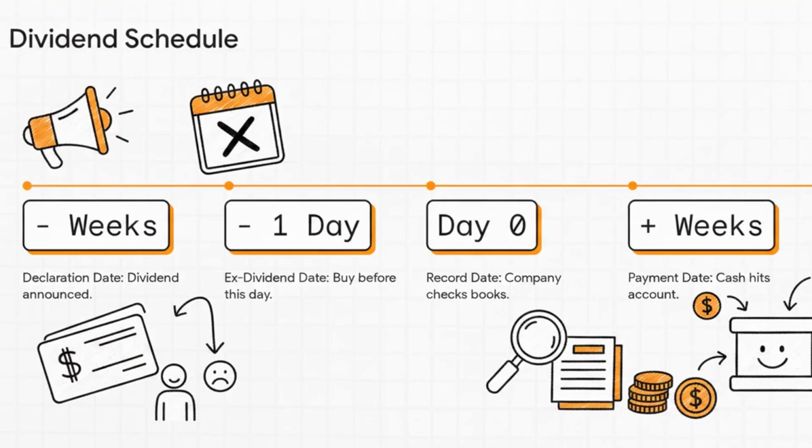Let's look at the chronological flow of a payout, because the timeline is everything here. It kicks off with the declaration date. That's when the board officially announces the dividend and sets the schedule. But listen, here is the absolutely critical deadline you've got to remember: the ex-dividend date. This is usually set 1 business day before the record date. If you buy the stock on or after this ex-dividend date, you get nothing. Zero. The seller gets the dividend. You literally have to buy before this date. Then, on the record date, the company checks its books to see who qualifies, and weeks later, the payment date rolls around and that sweet cash finally hits your account.